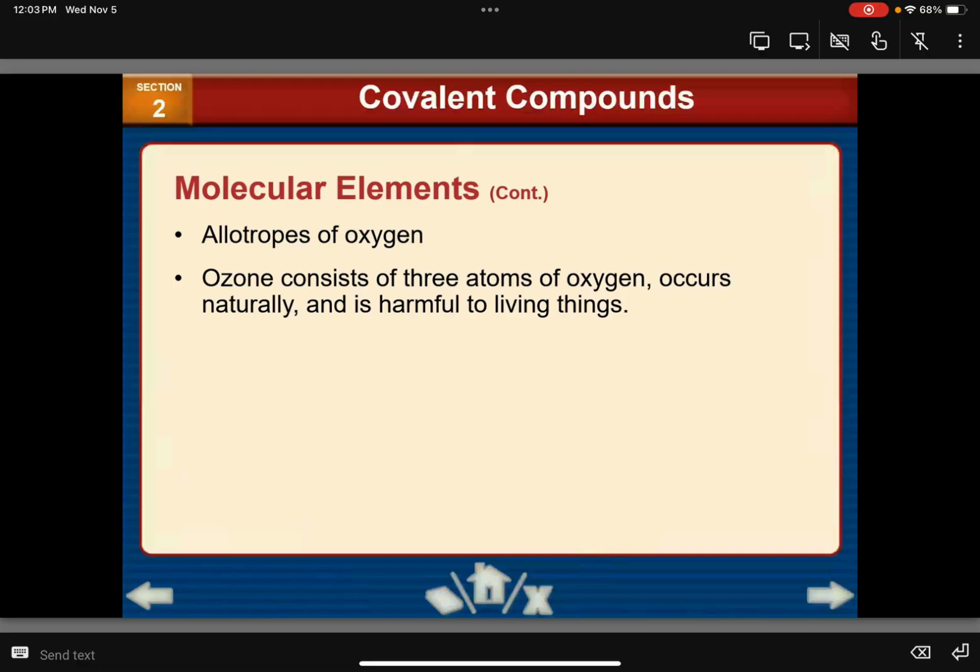But there is also O3, which is ozone. So it consists of 3 oxygen atoms. It is naturally occurring as well, but can be harmful to living things. So you can't swap out the oxygen that we breathe for ozone and be able to continue to live. We specifically need O2 instead of O3.